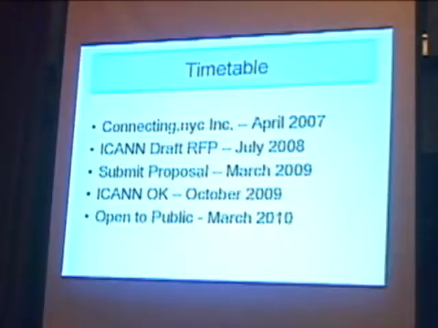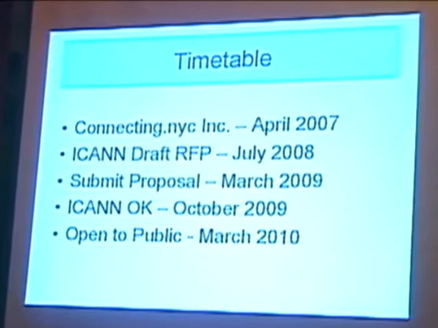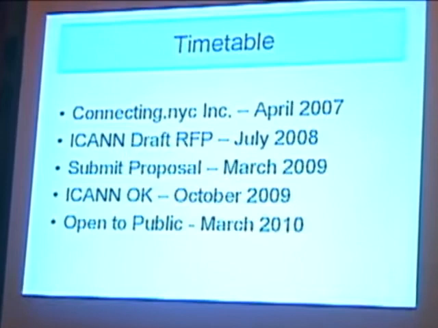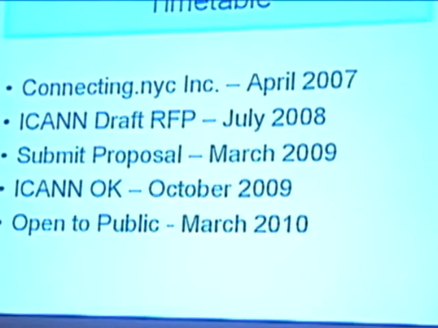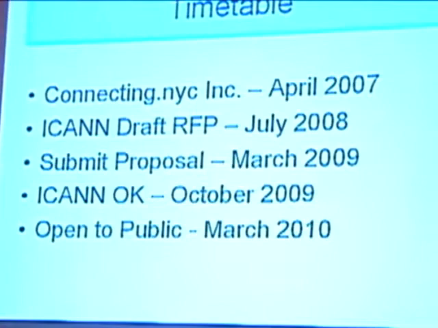So overall, the timetable again. We formed Connecting.NYC last April. The ICANN draft RFP is expected out in July. We hope to submit a proposal next March. Actually, the official date at this point is still January of 09. But I've learned after being involved with this for a number of years that for every 2 days we move forward, we get 1 day closer to the application period. So I'm estimating that next March we'll have to submit our application. Then in October we would get an okay from ICANN, and we would be open to the public in March of 2010.